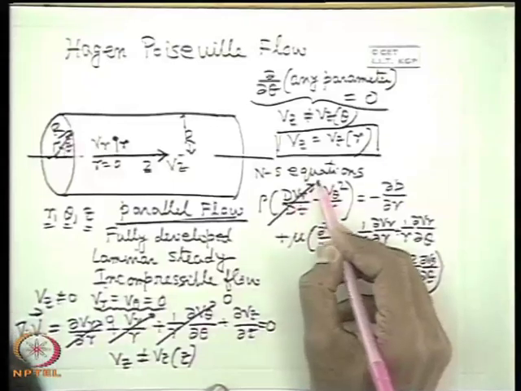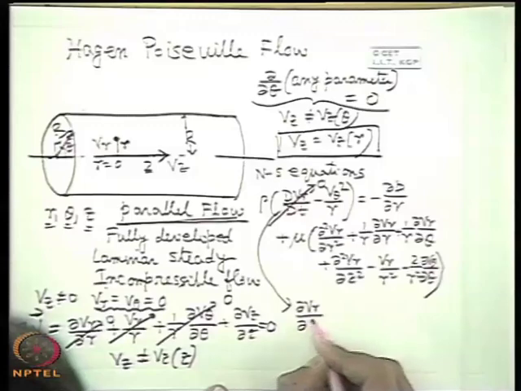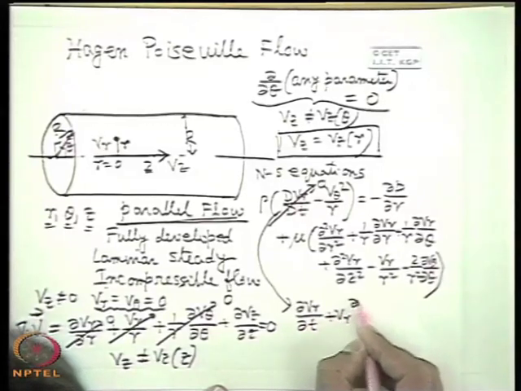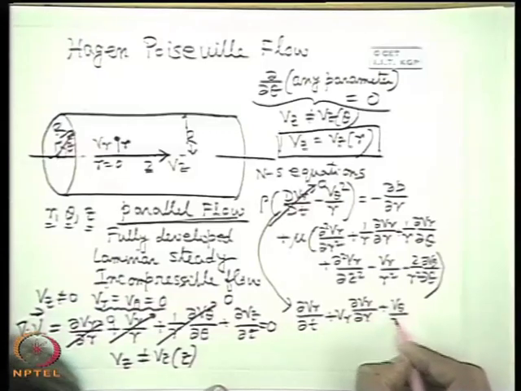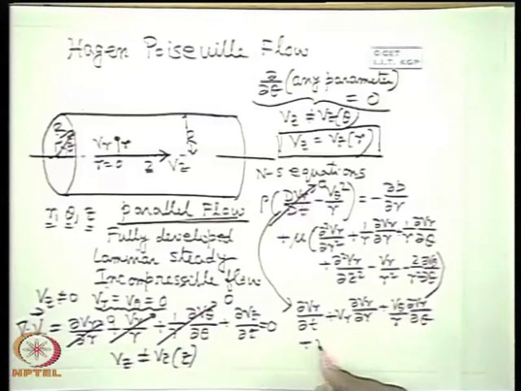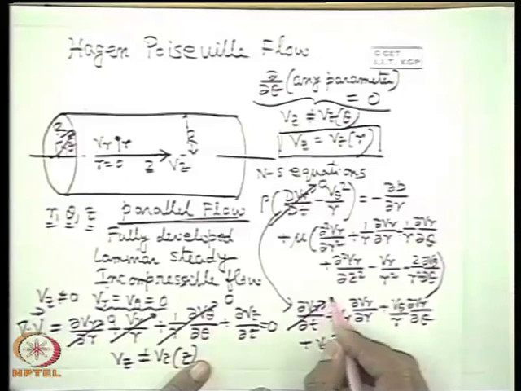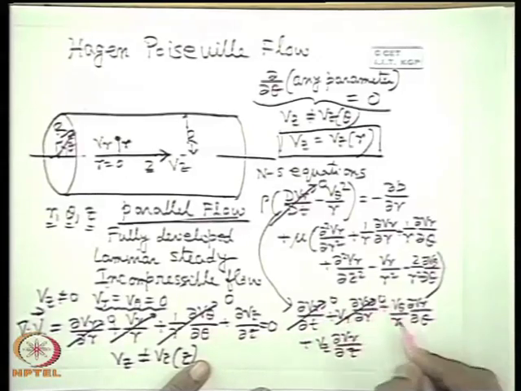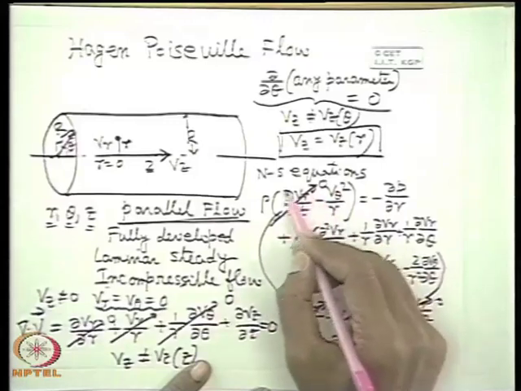dVr dt is 0, there is no Vr. Even if we split it, del Vr del t, the temporal term, plus Vr del Vr del r, convective term, plus, as you know, v theta by r del Vr del theta, plus Vz del Vr del z. So each and every term is 0. The temporal derivative is 0, Vr is 0, del theta is 0, moreover v theta is 0. Though Vz is not 0, del Vr del z is 0, there is no Vr. So as a whole the substantial derivative is 0.